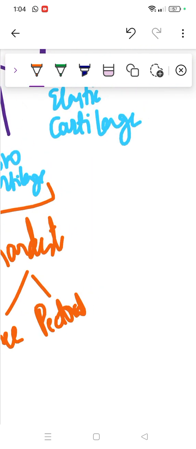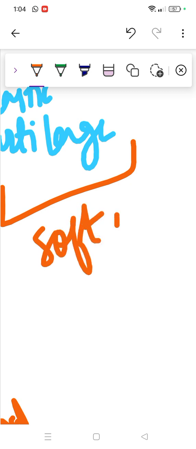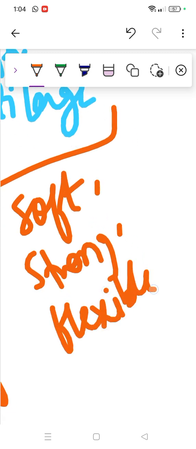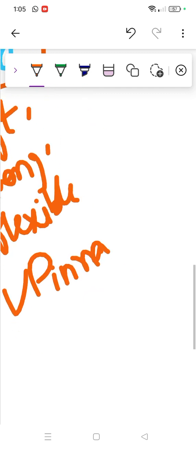Then comes the last one, called elastic cartilage. Elastic means that if we stress it, it will come back to its original position. These are quite soft, the softest of all. They are strong as well, and very flexible. You'll see these are present on the outer covering of the ear, the pinna, as I mentioned, which is present on the ear.